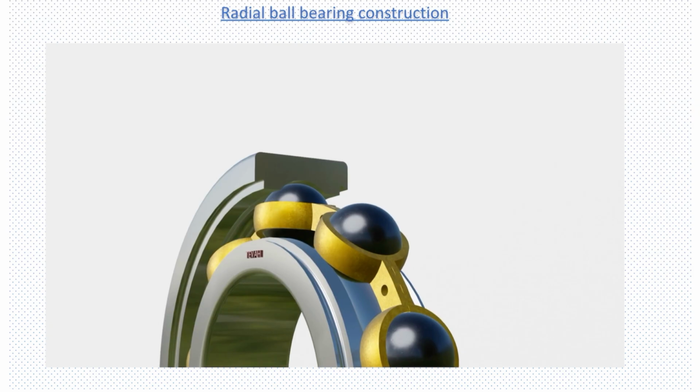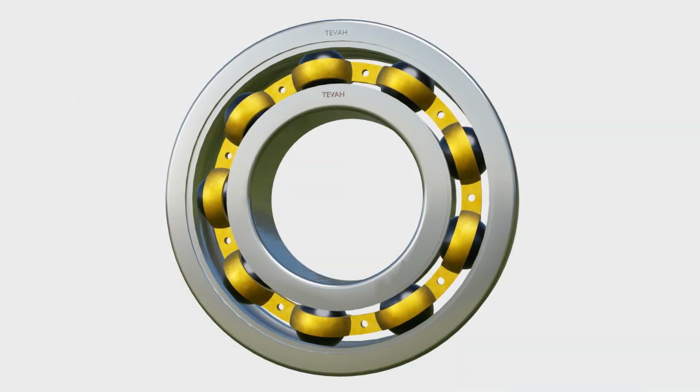As we can see in this video, there is a vertical and horizontal play because of the manufacturing clearances given to the inner race, outer race and the balls. So there will be a very minor play because of this.